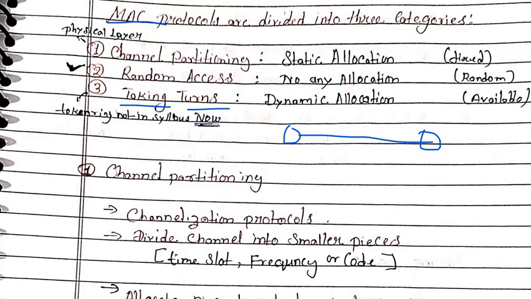In random allocation we don't allocate any time or anything. If any host has data to transmit, then it transmits. So here is a chance of collision, which means that if any host wants to send the data, it transmits into the channel. This happens in random access.